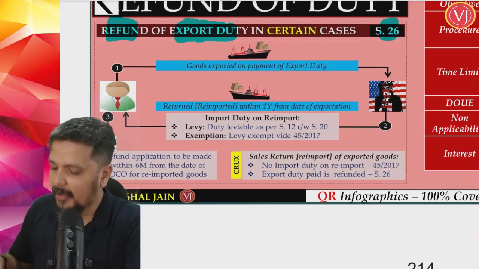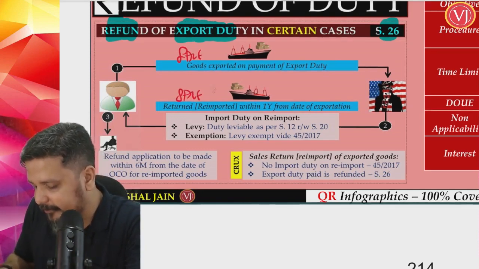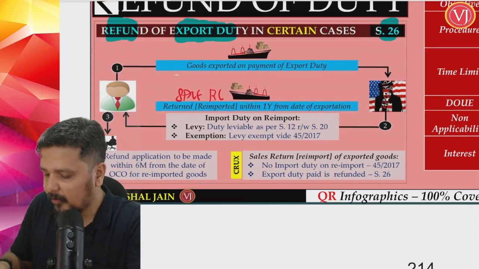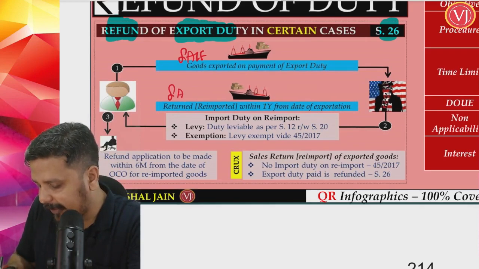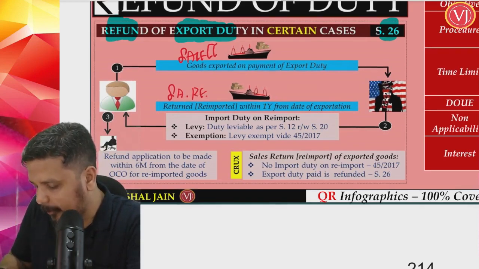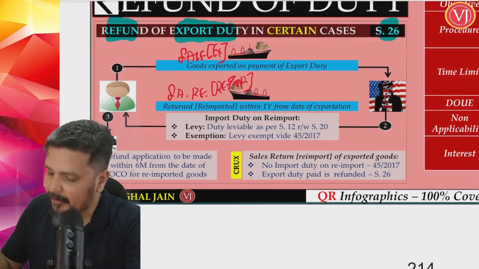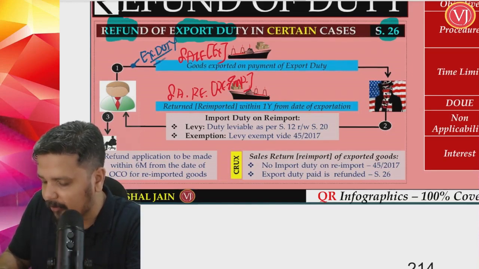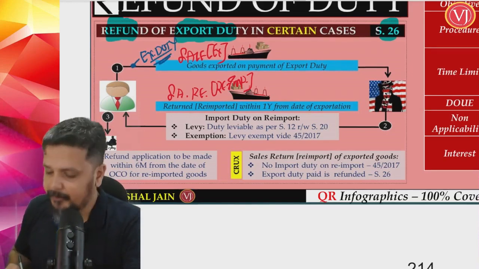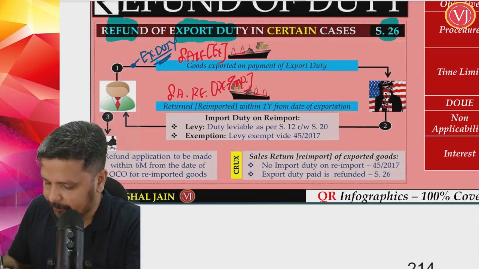So, what has happened? You have sold the goods and there is a sale return. So, there is a sale and there is sale return, which means there is export and there is re-import. This has been discussed elsewhere in levy also. But this time when you are exporting, you are making the payment of export duty. Normally export duty payment is not there. This time you are making the payment of export duty. When the goods are coming back, what will happen?